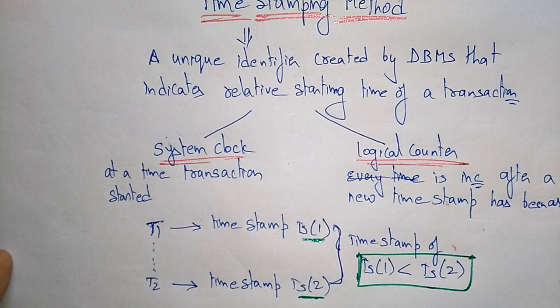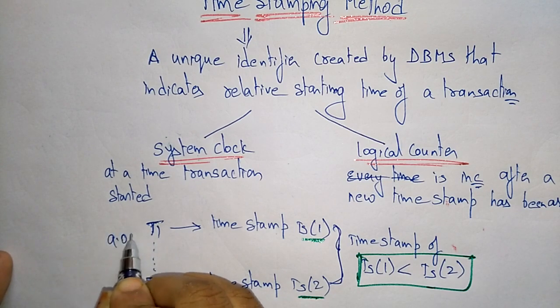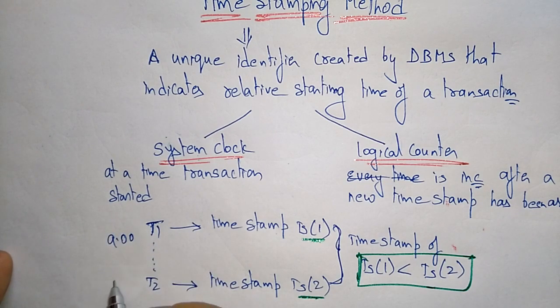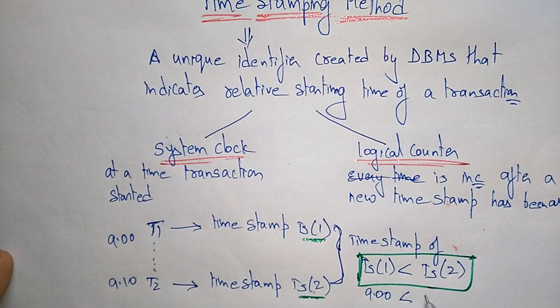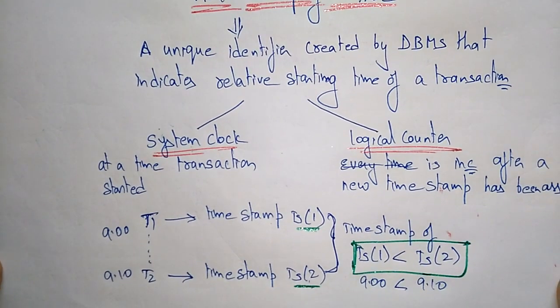Okay. So suppose an example, T1 was started at 9 o'clock. At 9:10, T2 has started. So the timestamp of the first transaction is 9, which is less than the timestamp of 2, which is 9:10. Okay. So always the timestamp of 1 should be less than the next transaction or the last transaction. So this is the formula you have to note.